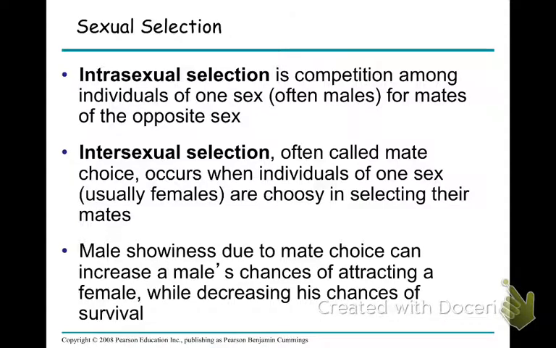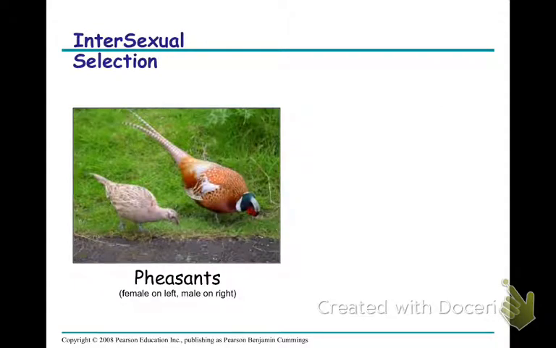The male's showiness due to mate choice can increase the male's chances of attracting a female while decreasing his chances of survival. Now, that can be explained a little further in the next slide. Sometimes what happens is that in any of the living systems that you will observe, males are more showy and handsomer to look at than females. Females generally look very dull and drab. This is a question I generally pose for my class, to ask them why they think so.